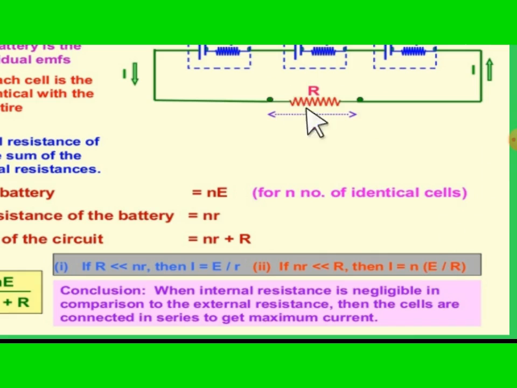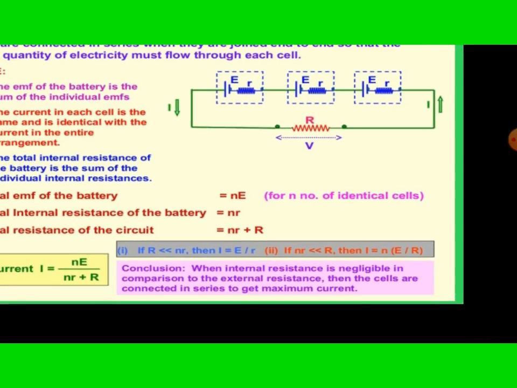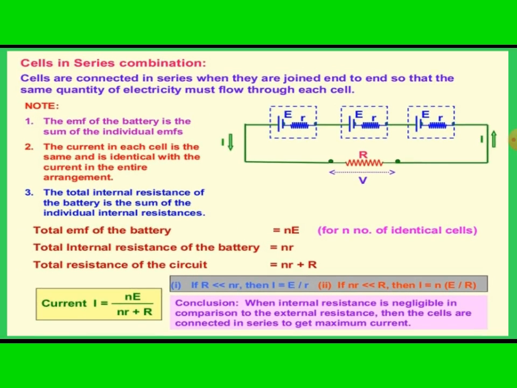Got it? So you need to note down this point, that series combination or connection of cells is useful or applicable only when the external resistance is very much greater, or larger in value, than the total internal resistance. Got it? This will be just the opposite in the case of parallel connection.